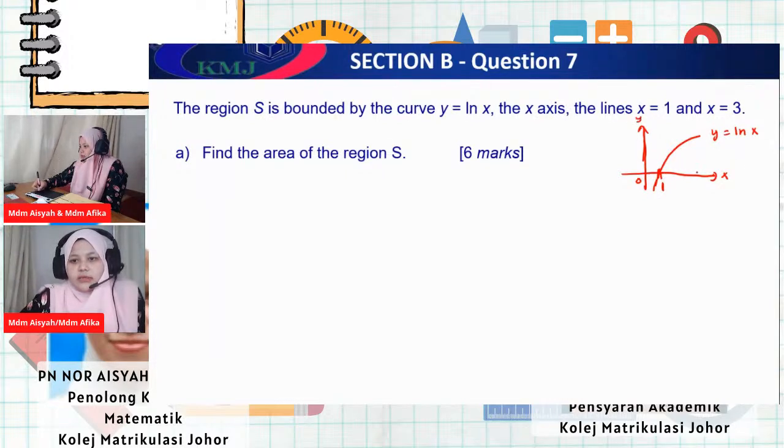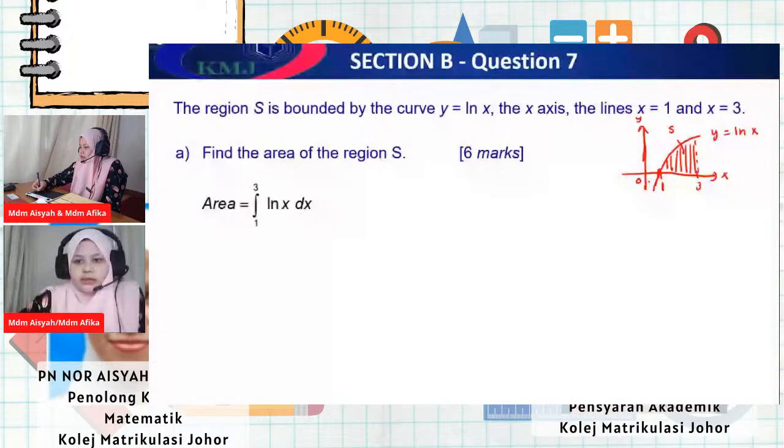Okay, and then this is x equals 3. So this is the region that you want to find. The area of the region that you want to find here, region S. So ln x minus 0. So integrate 1 to 3 ln x dx.